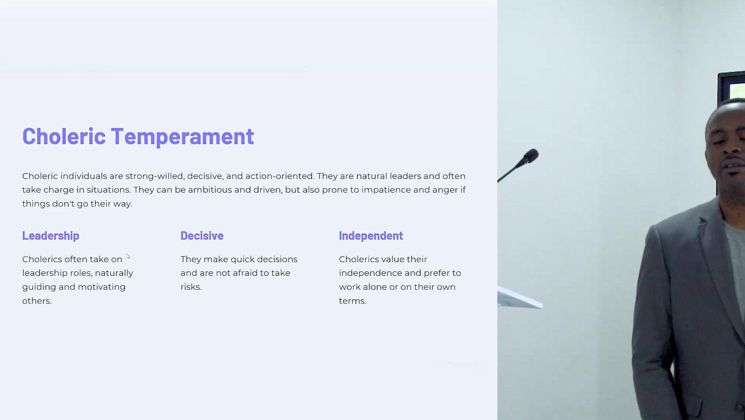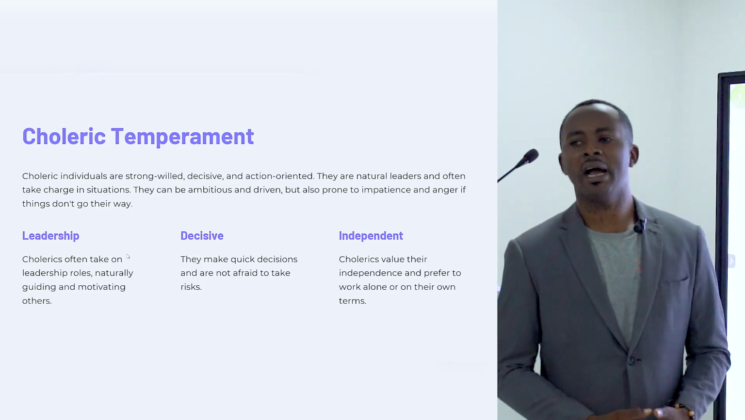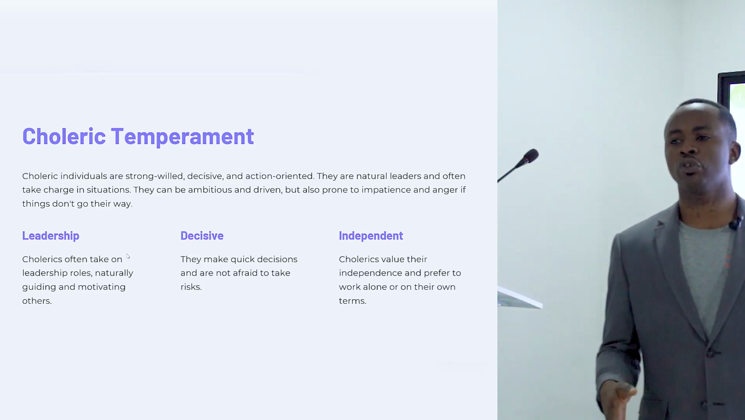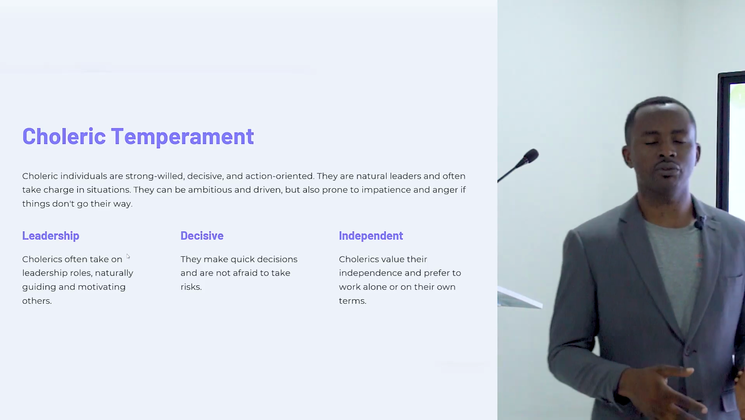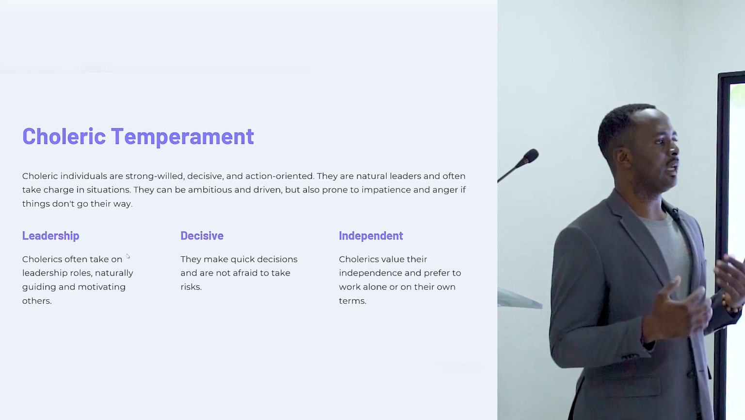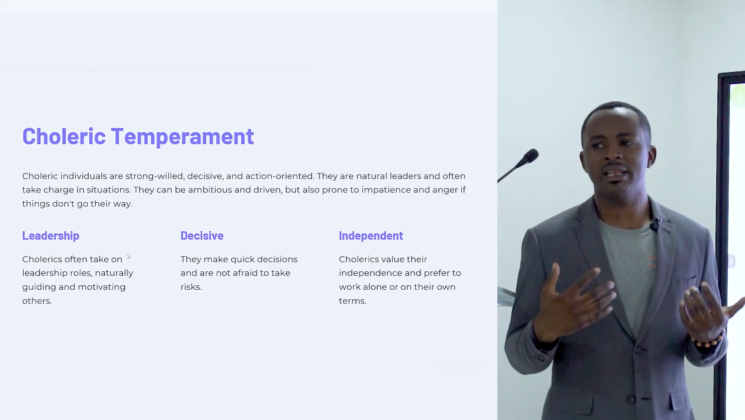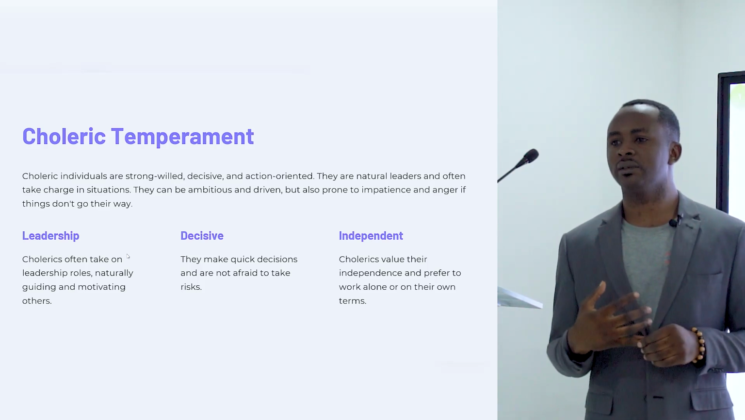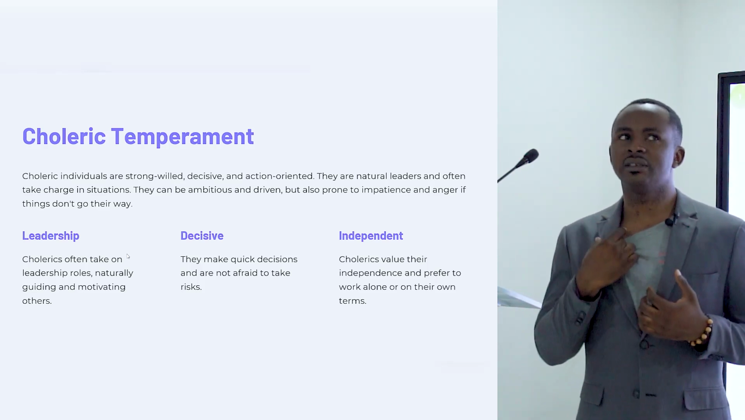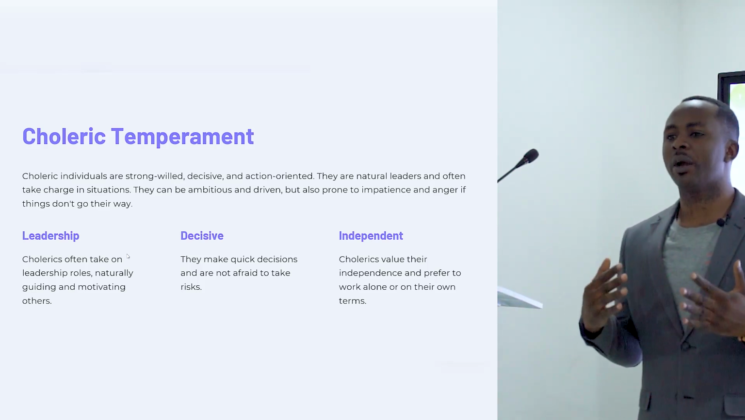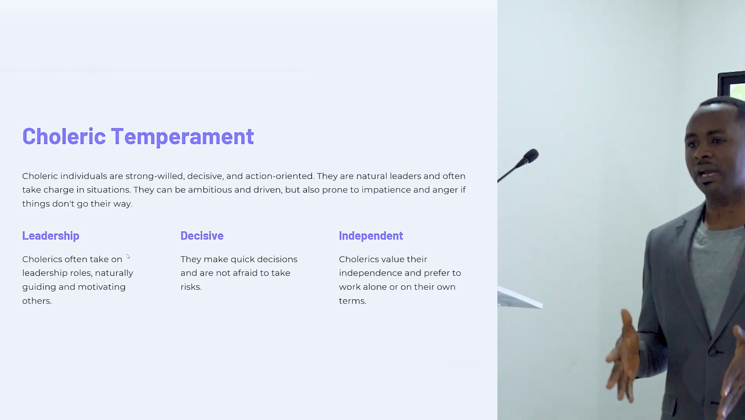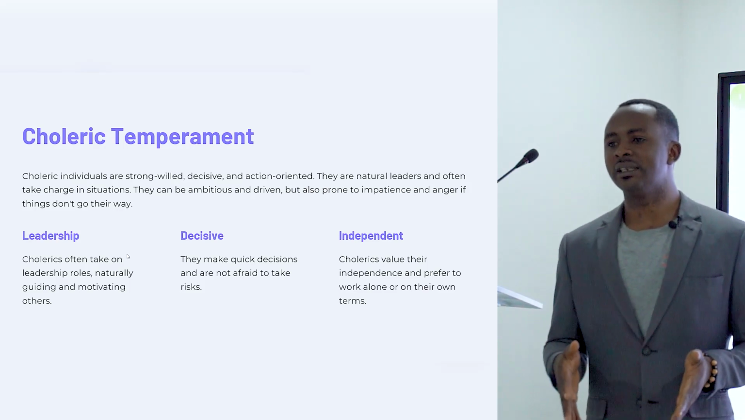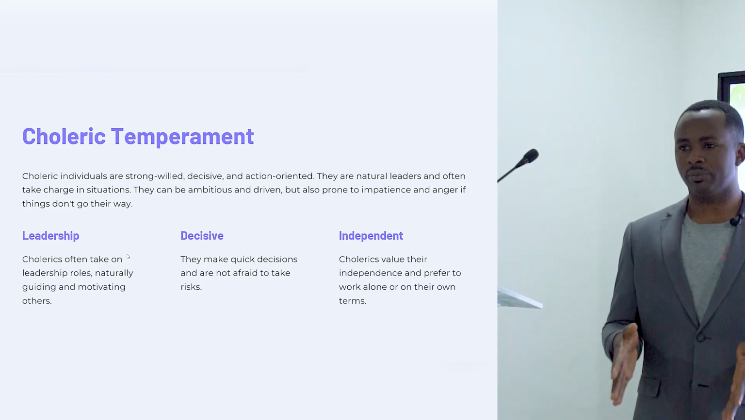So the choleric person is a leader. When they go to a place, they just want to lead, right? They just want to lead. And when you see them, you admire their ability. They have this kind of charisma. Do you know what charisma is? They have this charming personality that people are easily attracted to, and they can easily convince people to do something.